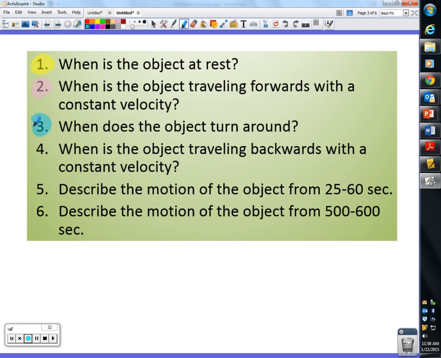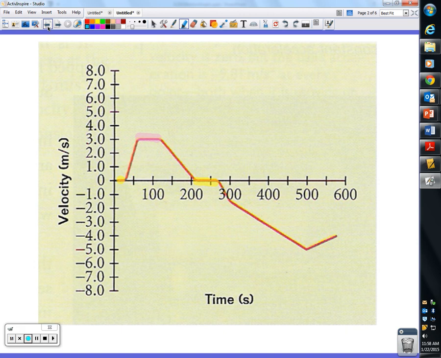Go blue for this one. When does the object turn around? In order for it to turn around, what has to happen to our velocity? It has to go from being positive to being negative. So we could say somewhere along there. There's not a specific spot where it turns around. That's the only place where the graph goes from being positive to being negative. On this graph, that's what has to happen in order for it to turn around. Good there? All right. Next question.